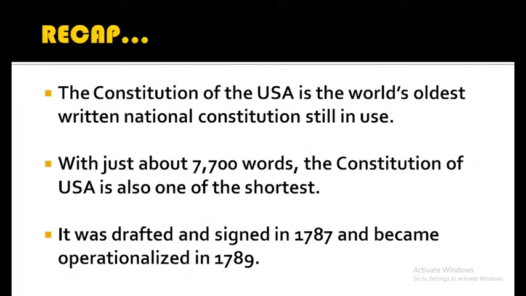Now let us recap a little bit of what we had discussed in the previous lecture. First, the Constitution of the United States is the world's oldest written national constitution still in use. With just about 7,700 words, it is also among the shortest. It was drafted and signed in 1787 and became operational in 1789. Meaning to say, the Constitution of the USA has been enforced since 1789.